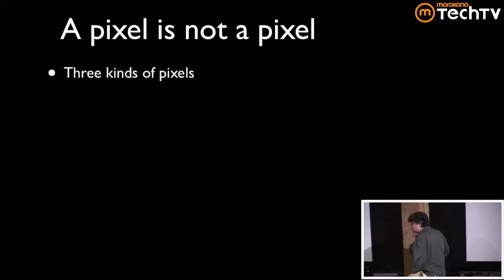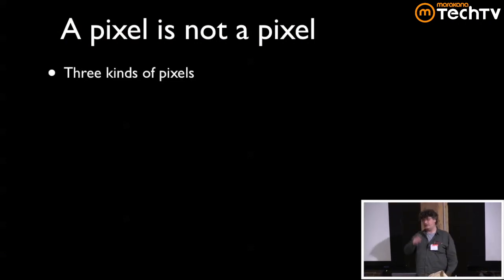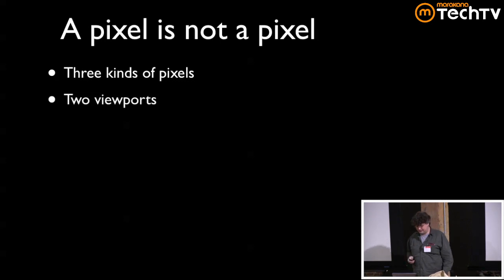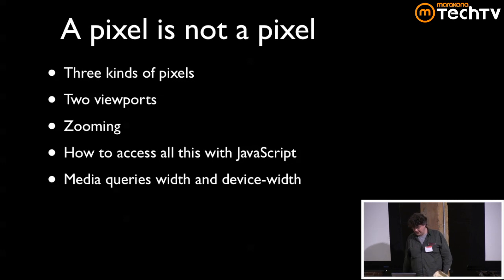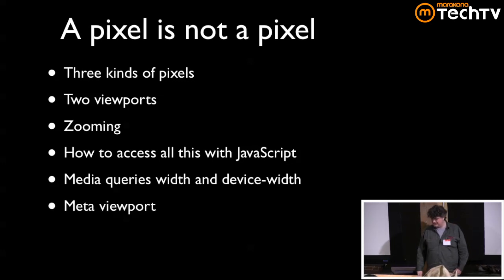Okay, so what are we going to treat today? We're going to start with the three kind of pixels we're having. We're going to continue with the two viewports we have on mobile. Then we'll talk a little bit about zooming, and especially how it's totally different on desktop and on mobile. Then we're going to talk about how to access all this kind of information with JavaScript, which is basically 5 property pairs, and they are already on my site. They've been there for 2 years, but I'm going to treat them anyway. And finally, we're going to talk about media queries and about the meta viewport.